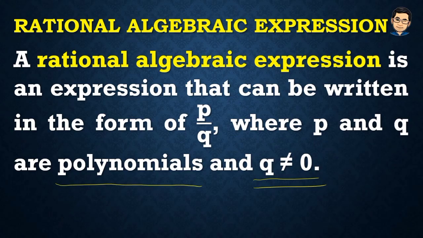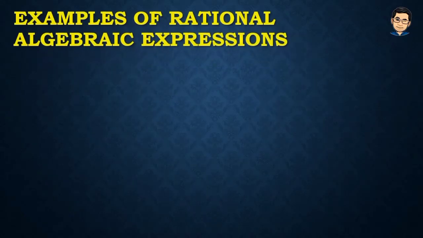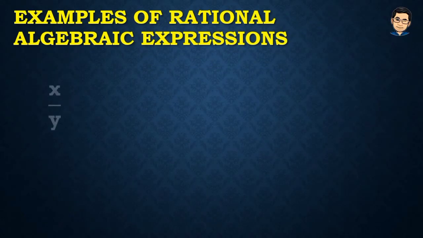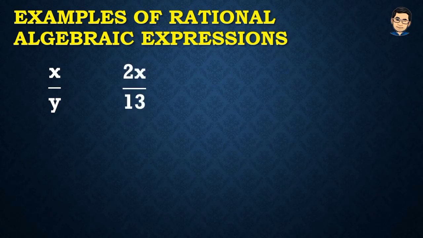There are types of polynomials. It can be a monomial with one term, binomial with two terms, trinomial with three terms. When it has more than three terms, it is a polynomial. Let's now have examples of rational algebraic expressions. We have x over y, wherein x is a polynomial and y is a polynomial too. 2x over 13 is also a rational algebraic expression, same with negative a squared all over b cubed.